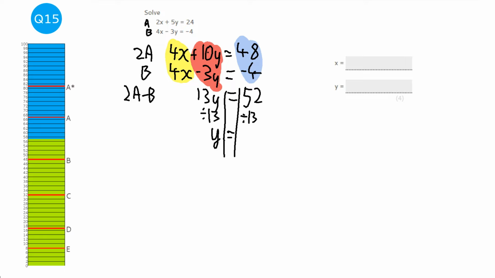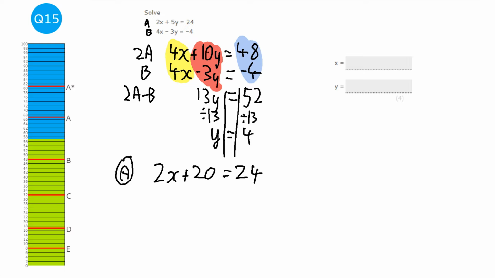So y equals, well, I know 13 times 2 is 26, 26 times 2 is 52, so it's going to be 4. Now I go back to the original equation and I substitute in the 4. So 2x plus 5 times 4, and I should say here I'm doing this to equation A to remind me later on if I want to check my answer. 5 times y is going to be 5 times 4, which is 20, equals 24.